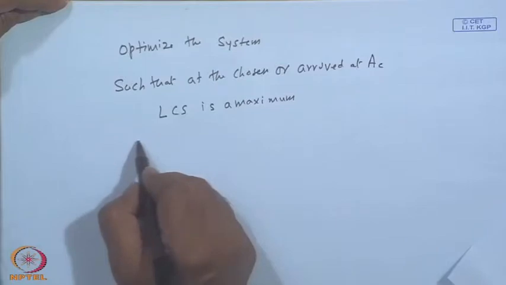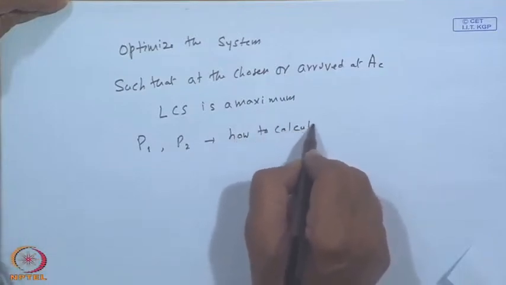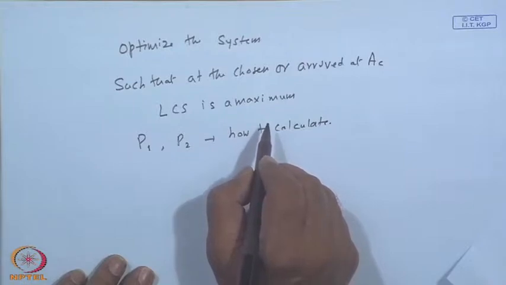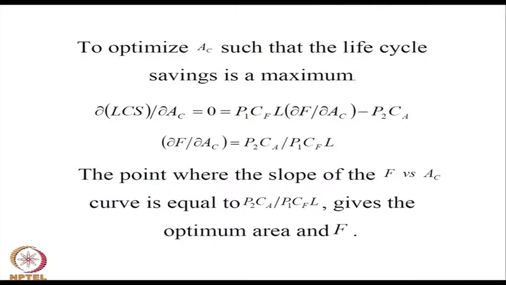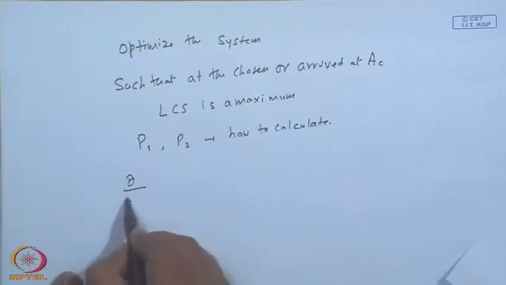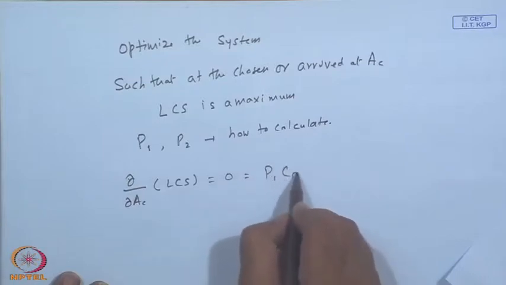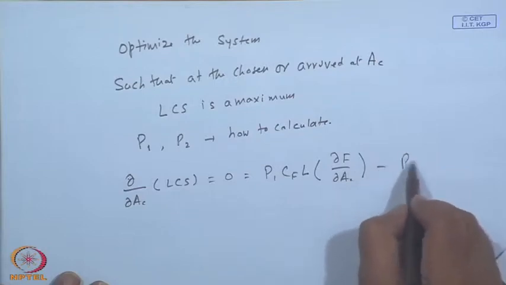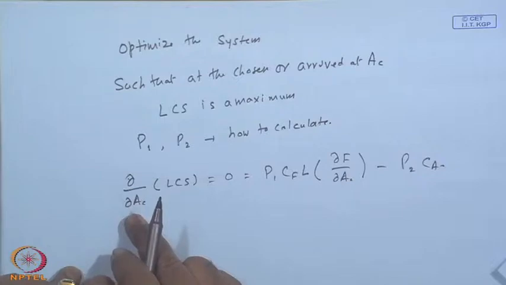You recall, so far we have not said how to calculate P1 and P2. However, sufficient indication is given that life cycle savings can be written in terms of P1 and the cost of the fuel in the first year multiplied by the energy delivered in the first year minus the cost of the system multiplied by an appropriate factor, right? So, the optimum will be where delta by delta AC of LCS should be equal to 0, which will be P1 CF L times DF by DAC minus P2 CA, right?